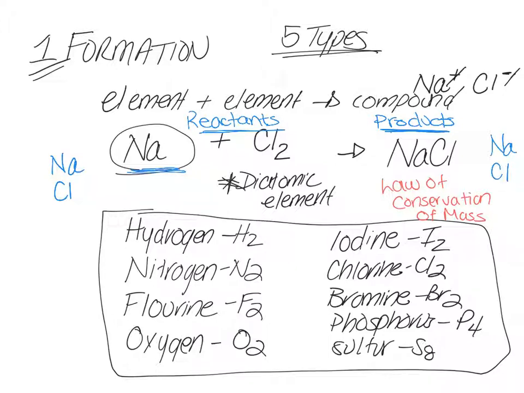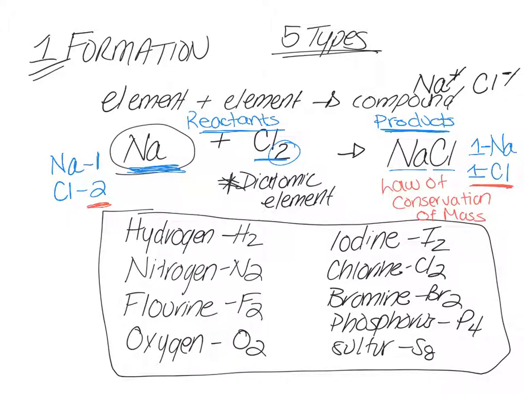So if I count how many sodiums there are, 1 sodium. If I count how many chlorines there are, this little 2 tells me that I have 2 of them. Over here I have 1 sodium and 1 chlorine. I need the lists to be the same. You can't magically create sodium and you can't magically create chlorine, so they have to be exactly the same. Because I have a 2 over here, I want this one to also be a 2.